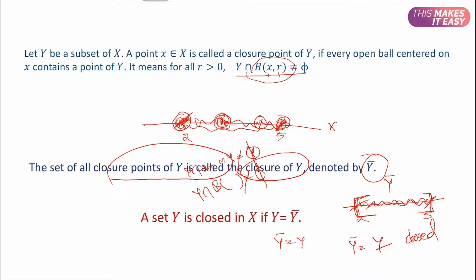In simple language we can say that if y interior is equal to y, then y is an open set. It means that y is equal to all the interior points of y. If y is equal to y bar, it means y is equal to its closure points, then y is a closed set.